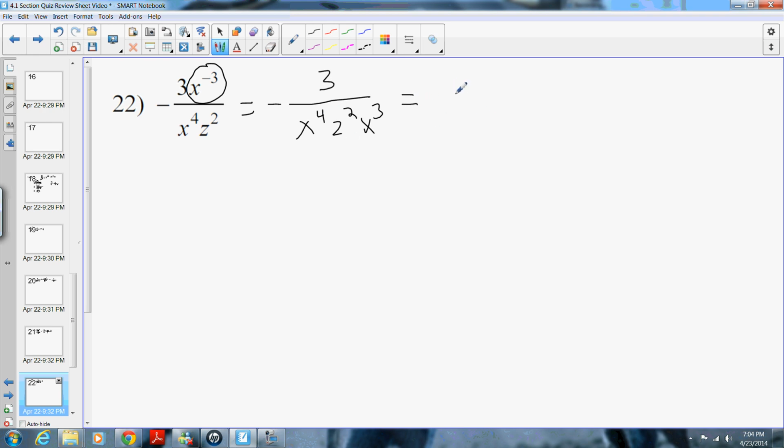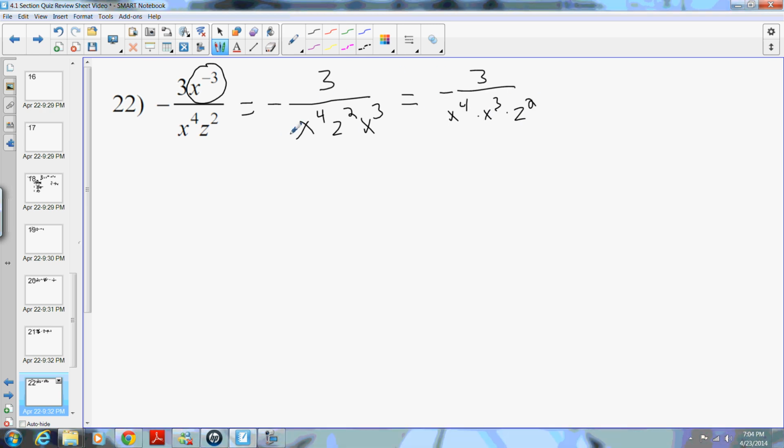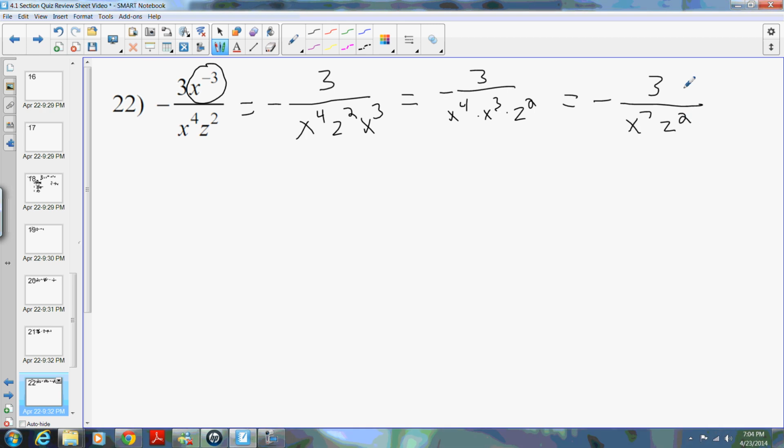So I can then combine these. I'm just going to rewrite it so that it's obvious what we're looking at here: x to the fourth times x to the third times z squared. I rewrote the x's next to each other, so I know I need to combine them. So this becomes negative 3 over x to the seventh z squared.